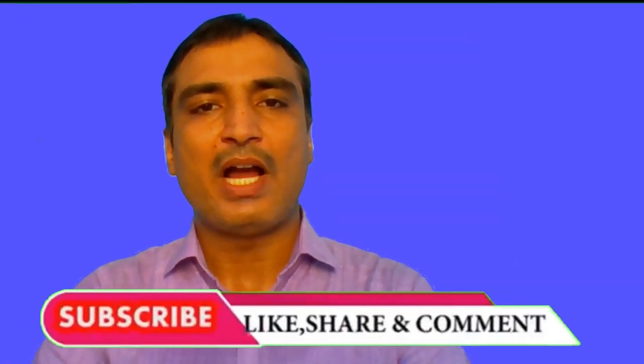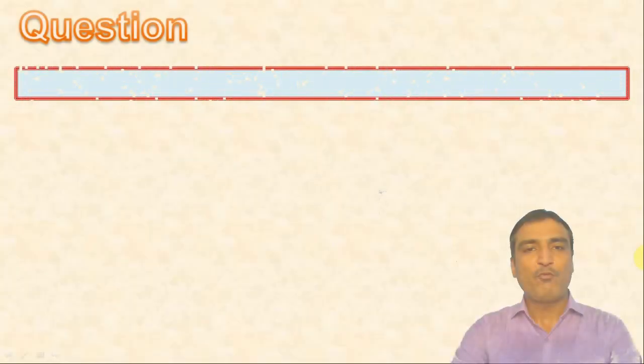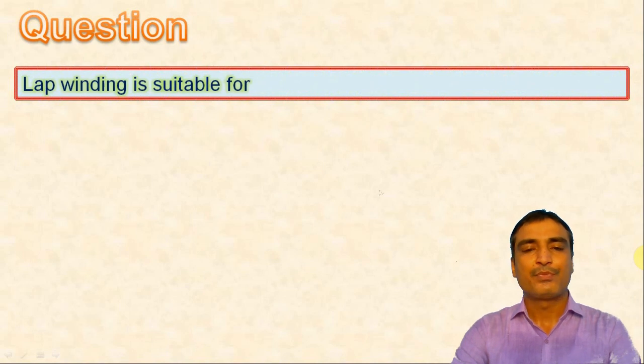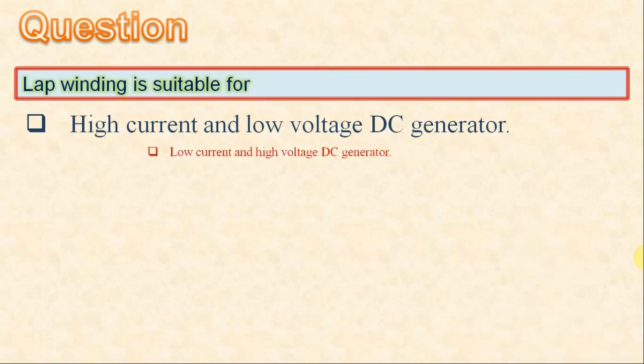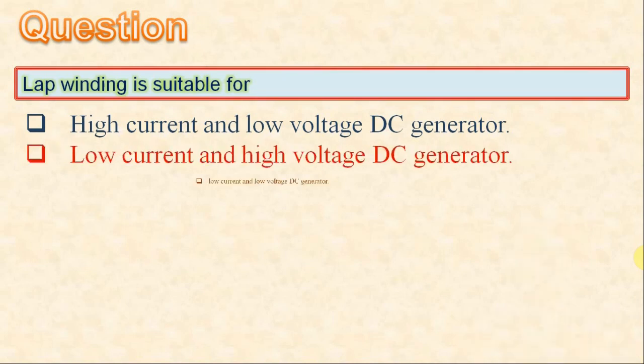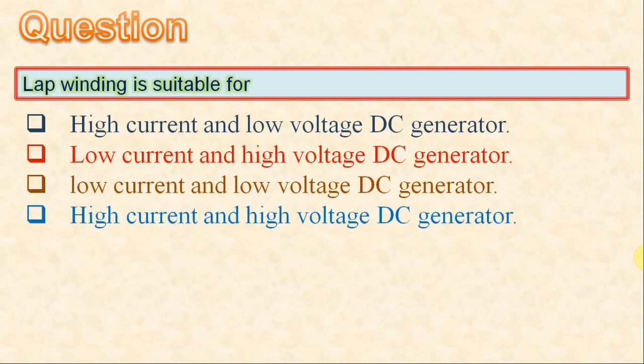In this video, I will clarify the answers to a few multiple choice questions related to the DC machines. So let us look at the first question. Lap winding is suitable for. The options are high current and low voltage DC generator, low current and high voltage DC generator, low current and low voltage DC generator, high current and high voltage DC generator.